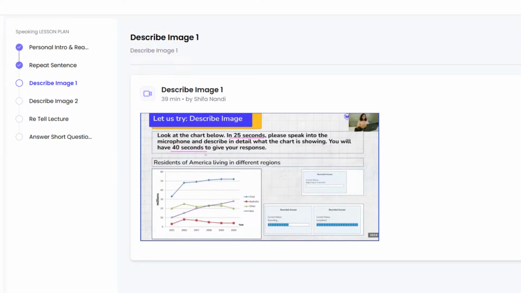Now, a quick reminder, how do we give our response? The structure is paraphrasing the topic in the first sentence. Then line number 2, 3 and 4 are going to be related to your details, and the last line is about conclusion, right? So the first step here is to make a quick observation of the question, right? So it says residents of America living in different regions, right? And on the x-axis, it shows millions, that means the figure in millions. And on the y-axis, it shows the years, right?